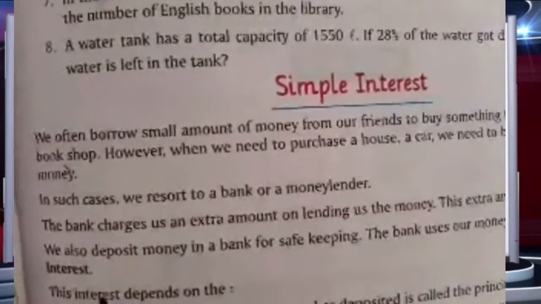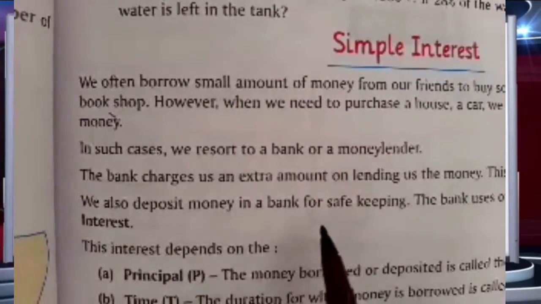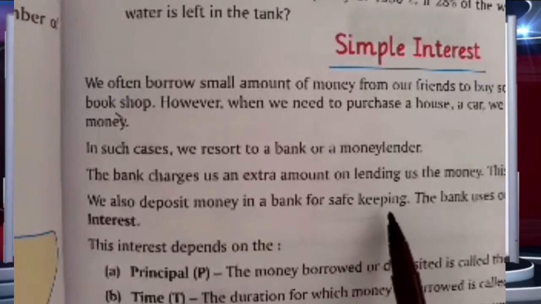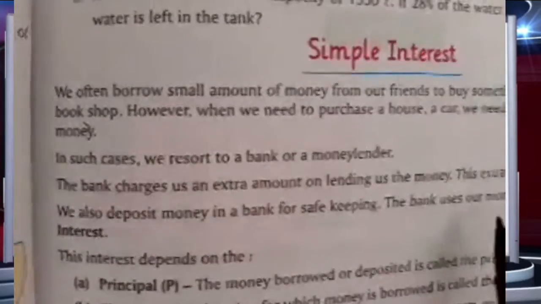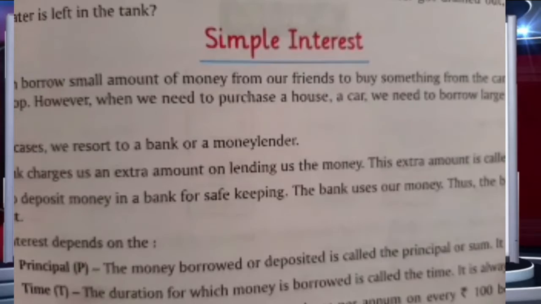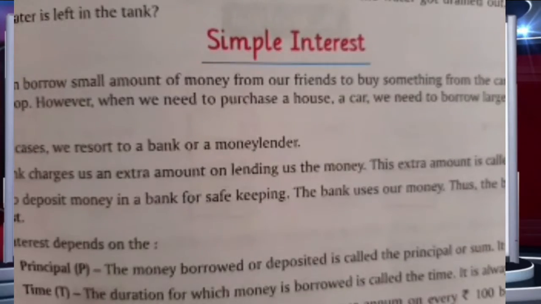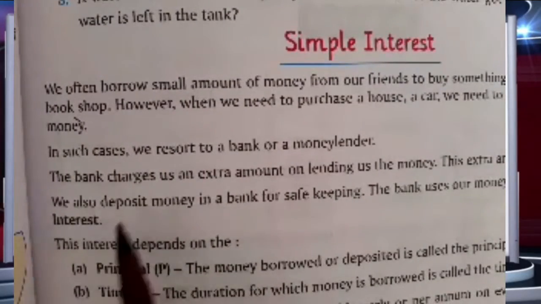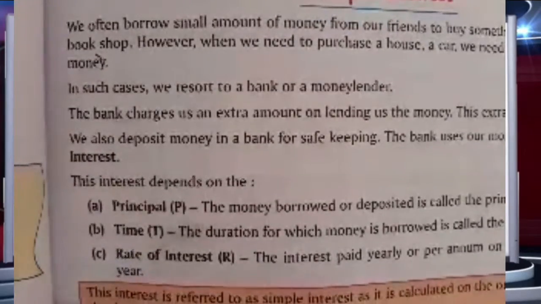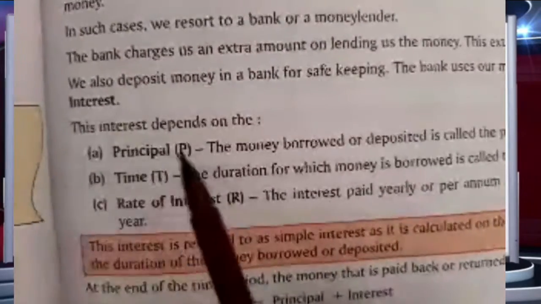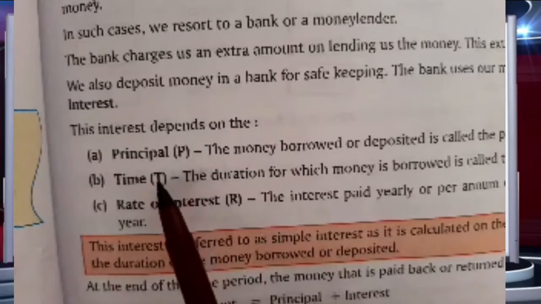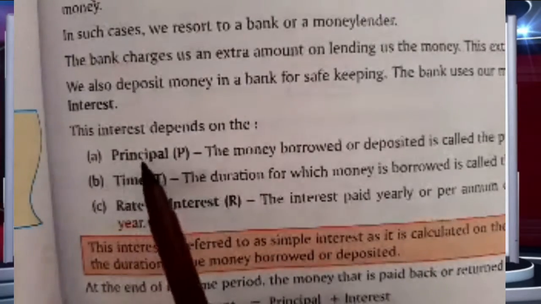Many times we also deposit money in the bank for safekeeping. The bank uses our money, so the bank gives us an extra amount. That extra amount is known as interest. Now, the interest depends upon 3 terms that are new to you. You should know these 3 new words.